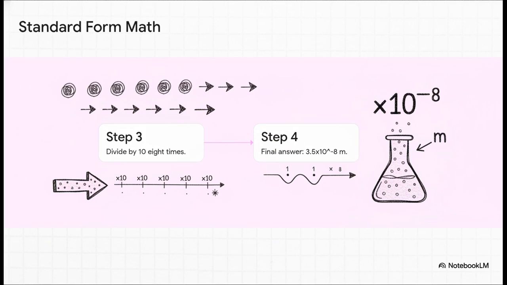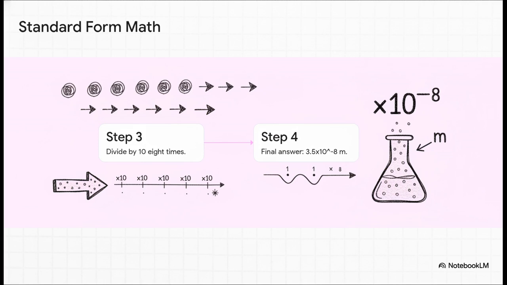Now for step 3, we need to find the power of 10. How many times does 1 have to be divided by 10 to become that tiny decimal? Imagine just moving the 1 to the right, place by place. 1, 2, 3, all the way to 8 times. So it's 10 to the power of -8.